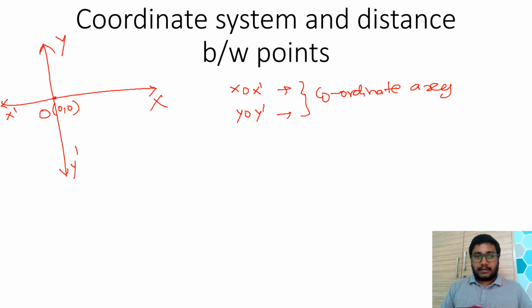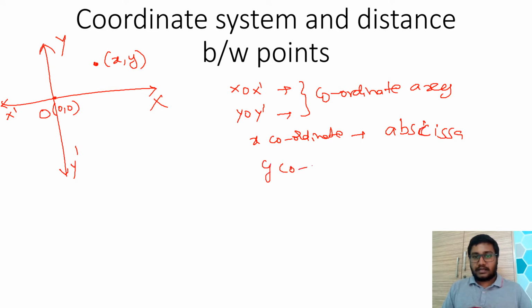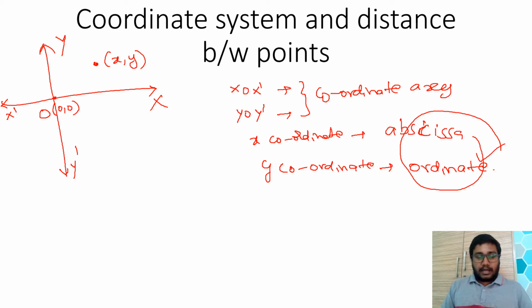And one more important point is that if a point is taken here, the coordinates are (x, y), and the x coordinate is called the abscissa, and the y coordinate of that point is called the ordinate. These two are very important. This direction is taken as the positive direction, and this y direction is also taken as positive, and the y prime direction is taken as negative, and the x prime direction is taken as negative.